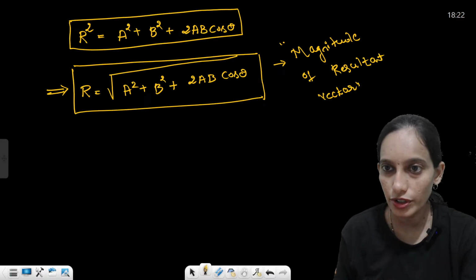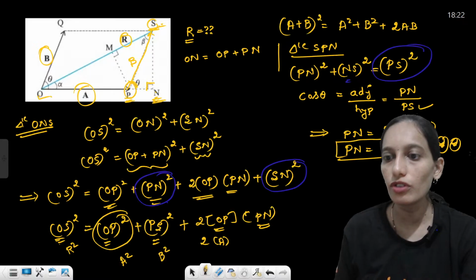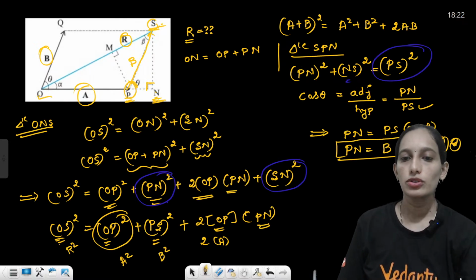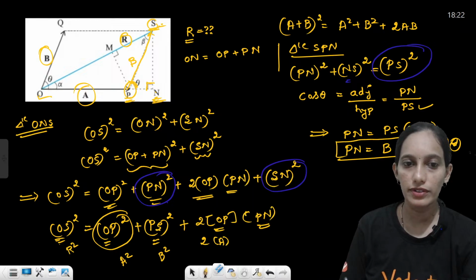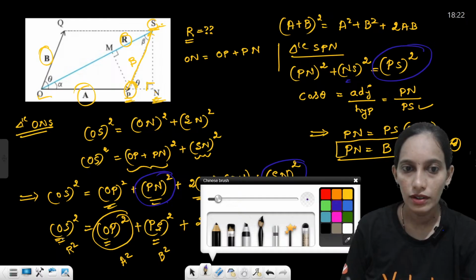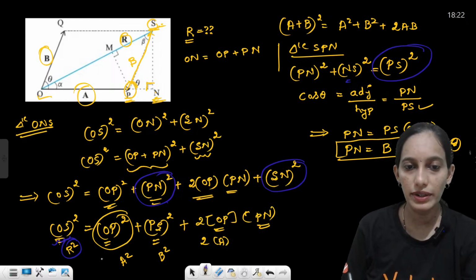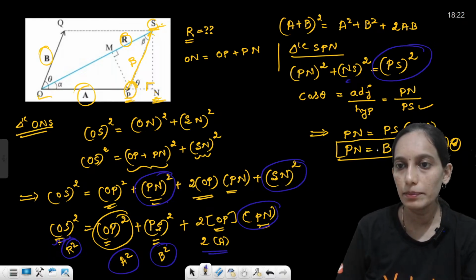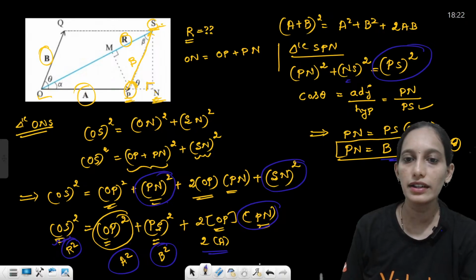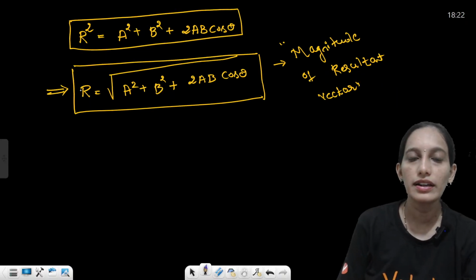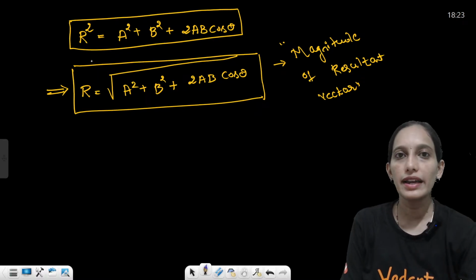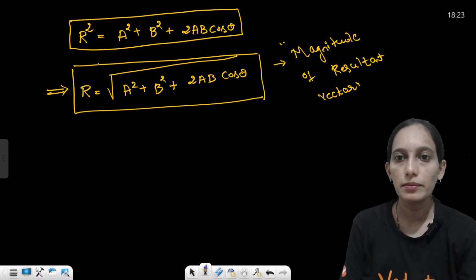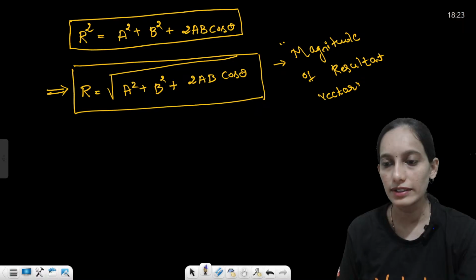Yes, so this is going to give us the magnitude of the resultant vector. I have just substituted for everything. OS is nothing but r, so r square is equal to a square plus b square plus 2a into Pn. Pn is B cos theta. So what we finally got is r square is equal to a square plus b square plus 2ab cos theta.